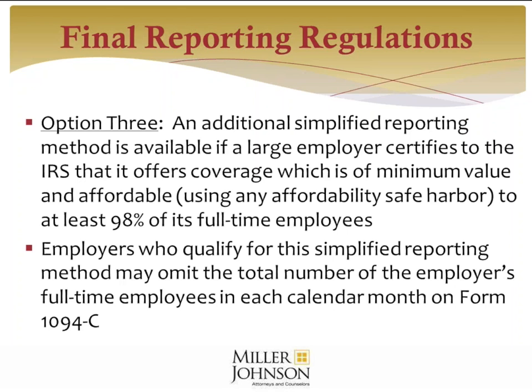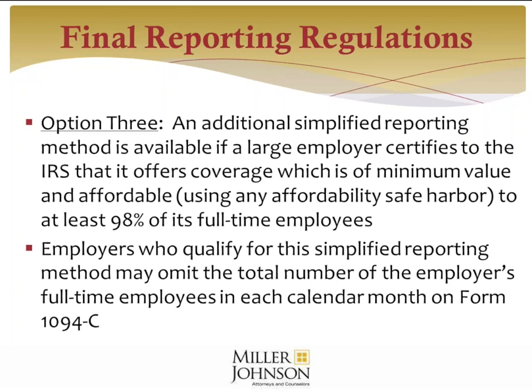The last option is an option that I think most of you will satisfy. So if you certify, again, by checking box D on line 22 of Form 1094-C, that you offered minimum value coverage to at least 98% of your full-time employees, and this is using any affordability safe harbor, then you qualify for this 98% offer method. And if you qualify for this, you get to skip reporting the total number of full-time employees on page 2 of the 1094-C.